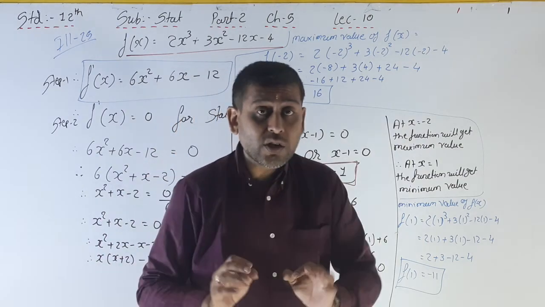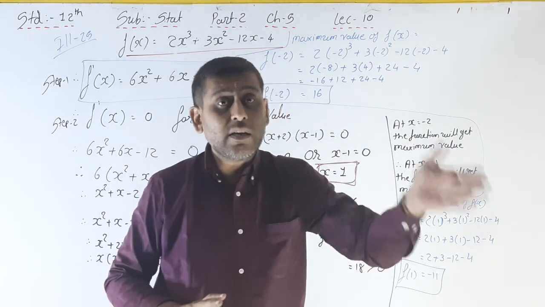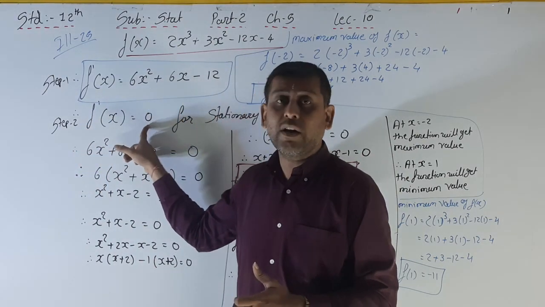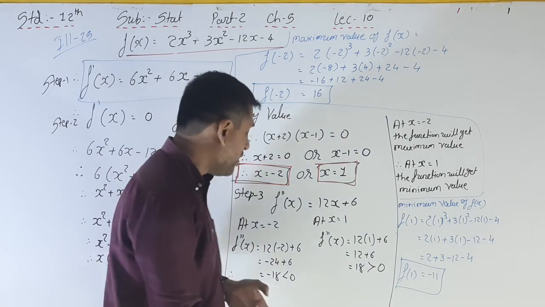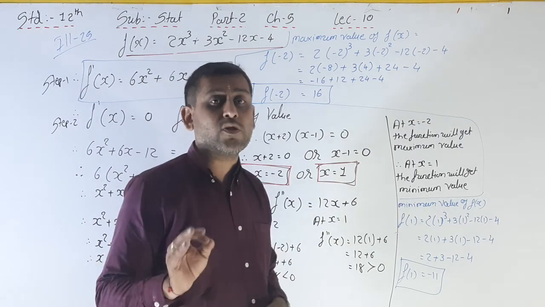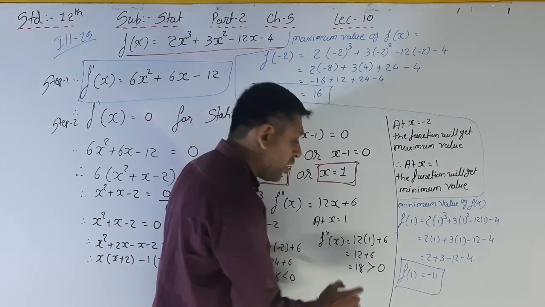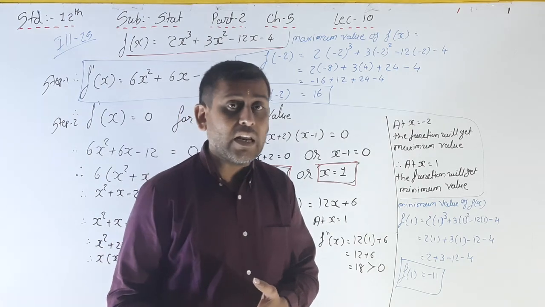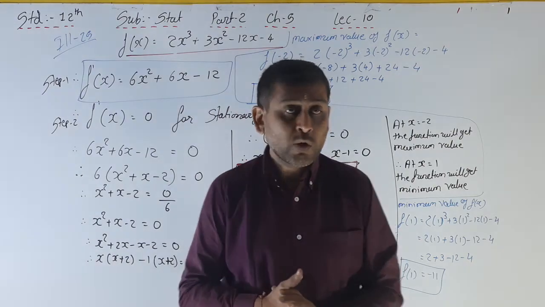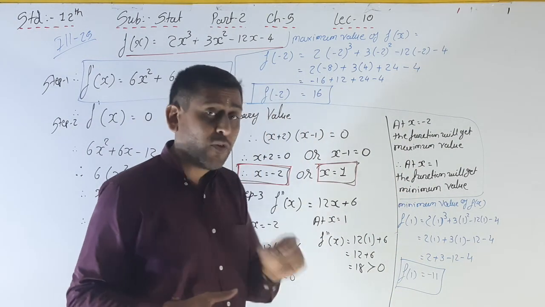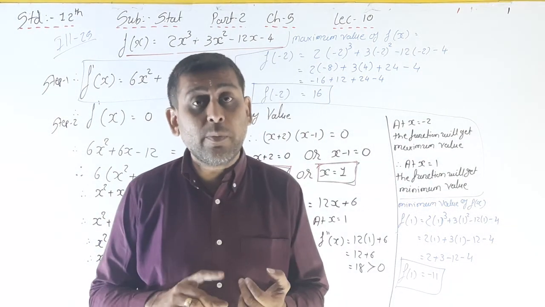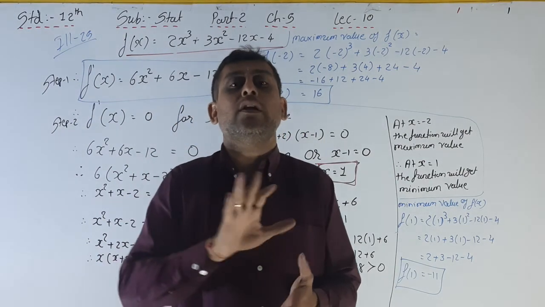This is the second condition. See my last lecture: what is the first condition? We have to find the first differentiation and put it equal to 0. And what is the second condition? If the answer of the second derivative is less than 0, then at that point the function is maximum. If the answer of the second derivative is greater than 0, then at that point the function is minimum. So here we just found at which point the function is maximum and minimum, but we have to find the maximum and minimum value of the particular function.